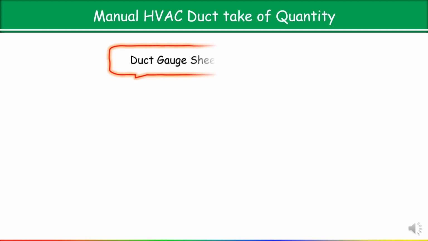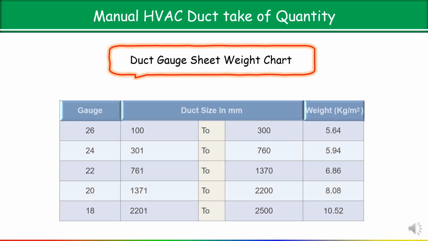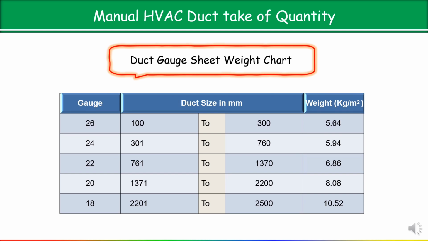Before going through the duct takeoff quantity, here you can see the duct gauge sheet weight chart is given. We have taken this chart as per SMACNA. In the first column the gauge is given, then the duct size in millimeter and the weight in kg per square meter. Why is this duct gauge sheet weight chart important?